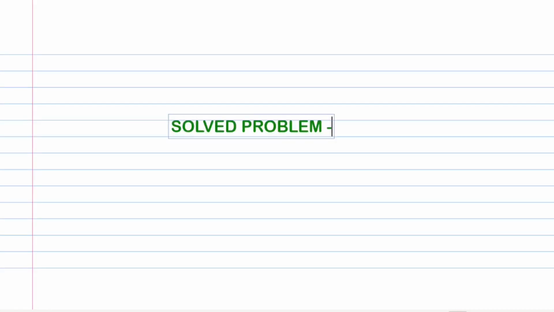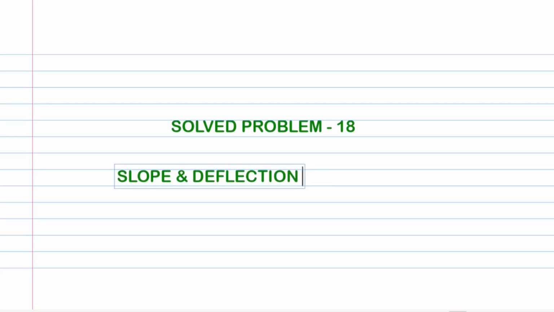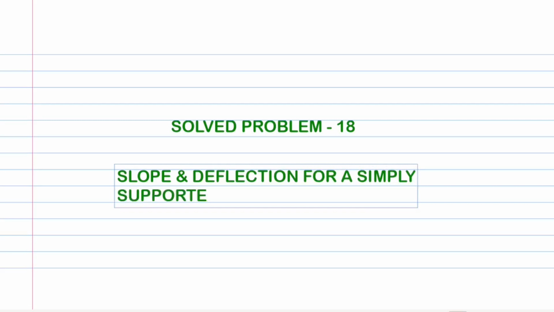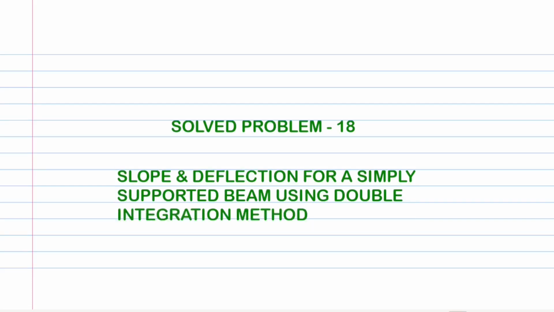Welcome. In this lecture, we attempt to find the slope and deflection equations for a simply supported beam asymmetrically loaded by a point load using the double integration method and explain why it is not a feasible method in general. Let's draw a simply supported beam with an asymmetric point load and label accordingly.